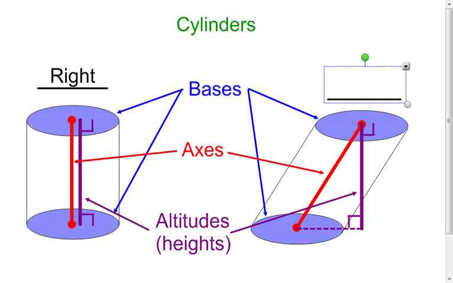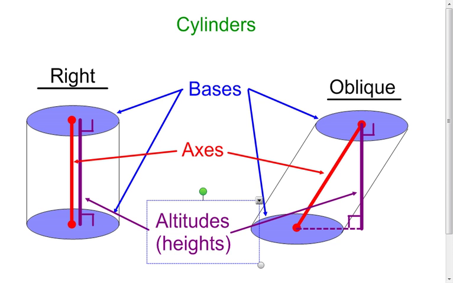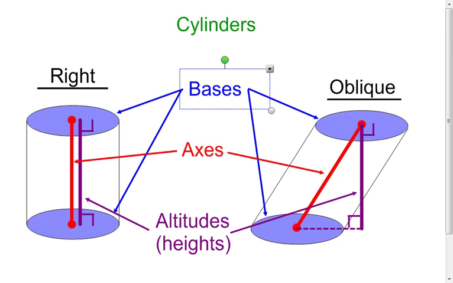And then over here, this one is referred to as an oblique cylinder because the axis is not perpendicular to the two bases. So keep that in mind. Most of the time we're going to be looking at the right cylinders, but there will be an occasional oblique cylinder that's going to show up there as well. So remember that vocab. The altitude or the height is going to be very important to what we're going to work on, and the bases are going to be very important as well.